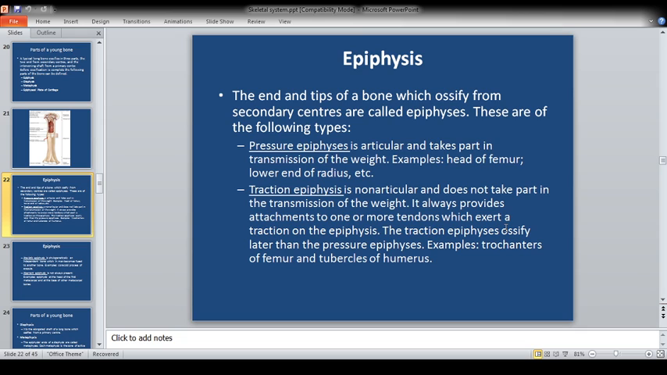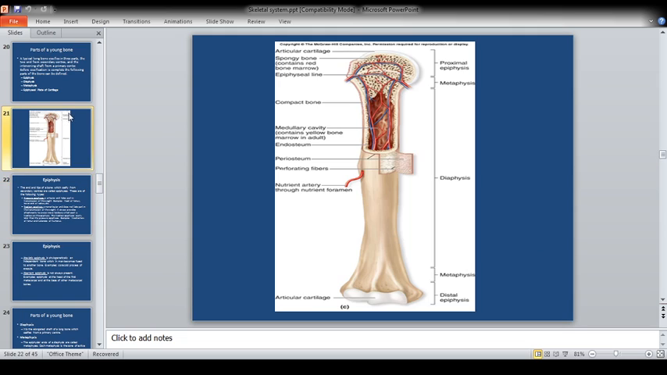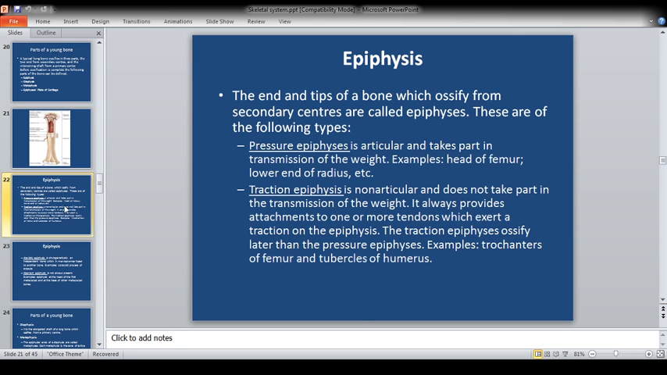The traction epiphysis ossify later than the pressure epiphysis, and the examples are trochanters of femur and the tubercles of the humerus. These epiphyses, these ones. Here the trochanters are present out here. This is the pressure epiphysis, and here the trochanters on either side, on this point, they've been known as traction epiphysis. They would provide traction to the bone. Traction is just like stretching.